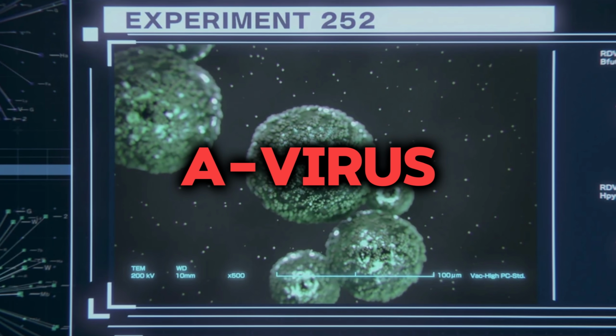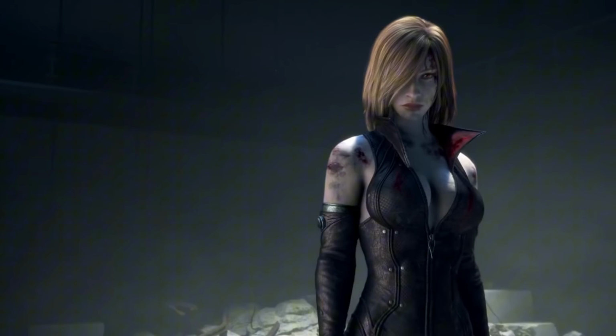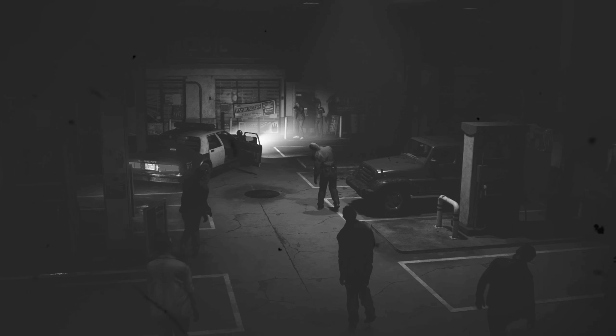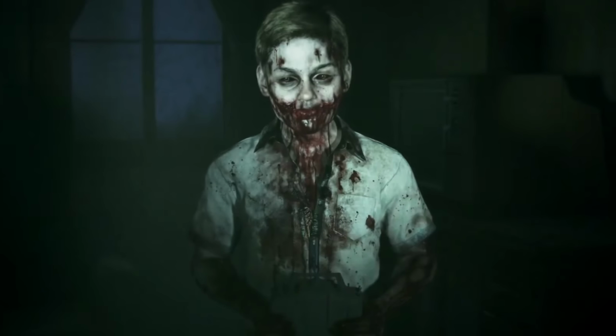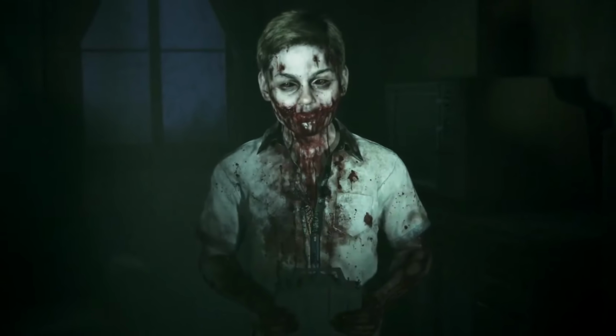The A virus, often called the Animality virus, was a highly strategic bioweapon designed around one revolutionary idea: being control. Unlike earlier viruses that turned victims into indiscriminate monsters, the A virus allowed its creators to decide who the infected would attack and who they would ignore.